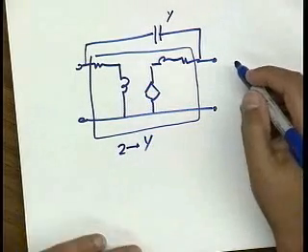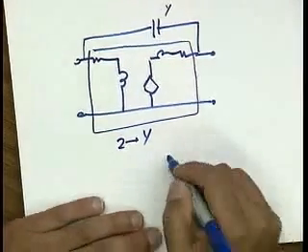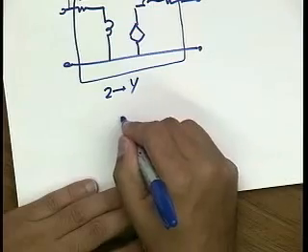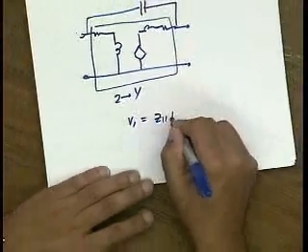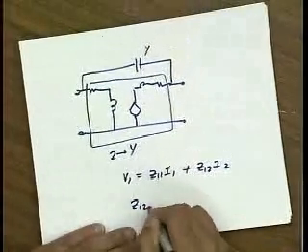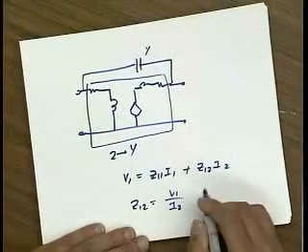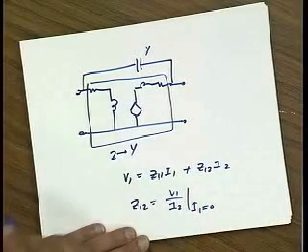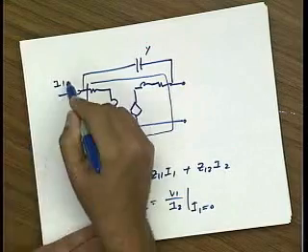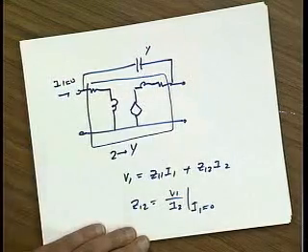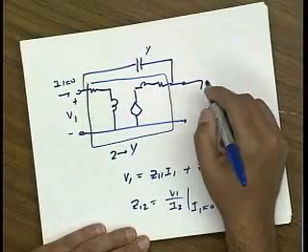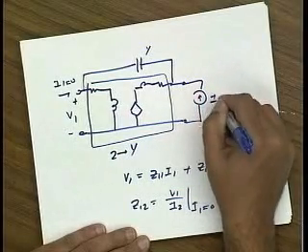And we want to calculate, let's say, Z12. So I always go back to definitions. I say that V1 is Z11 I1 plus Z12 I2. So Z12 is V1 over I2, where I1 is equal to 0. That means I leave this open, so I1 is equal to 0. Okay? And so I want to calculate V1 when I put in a current I2.